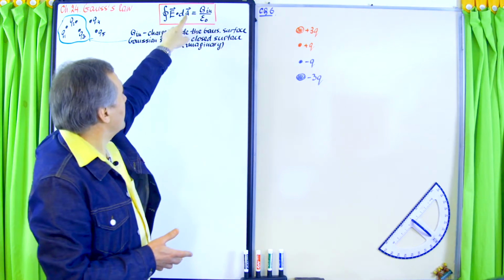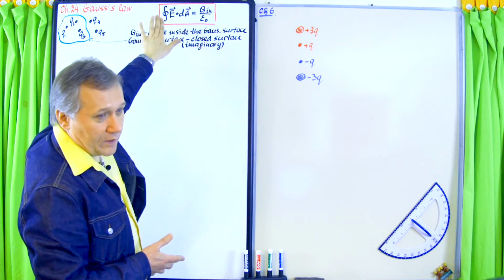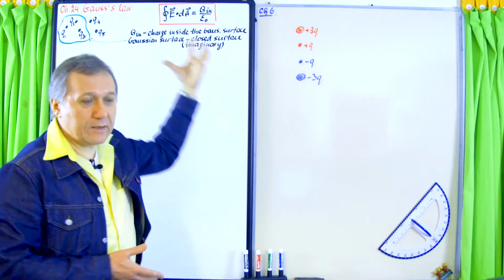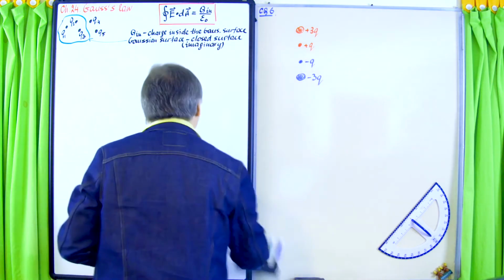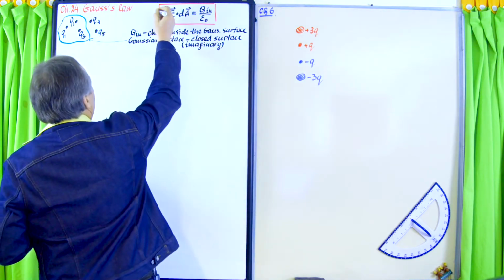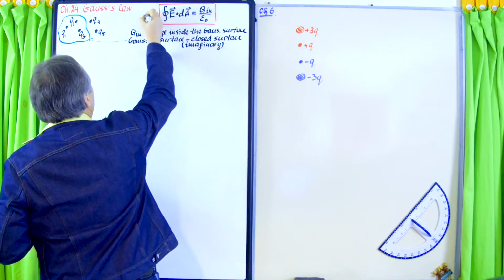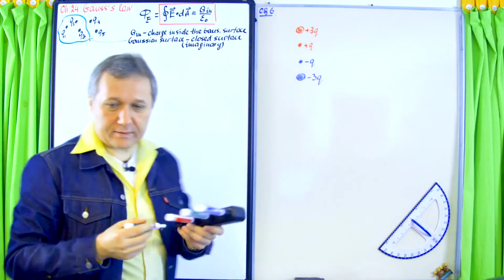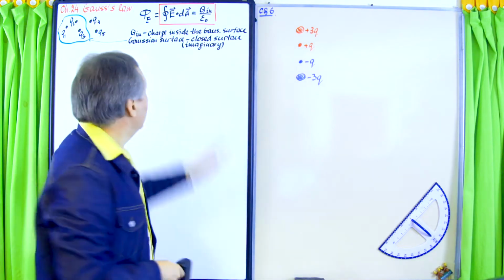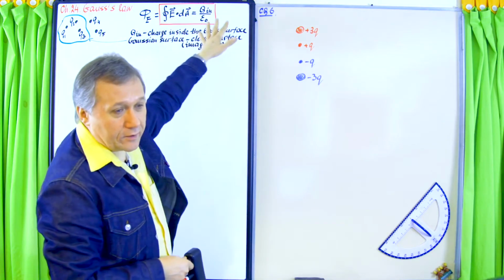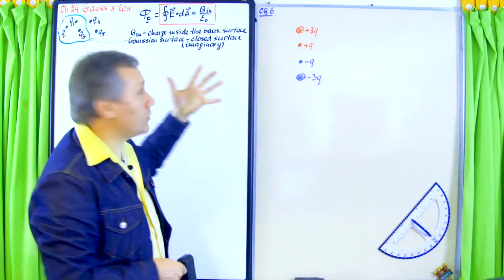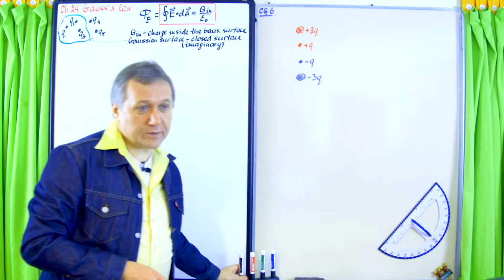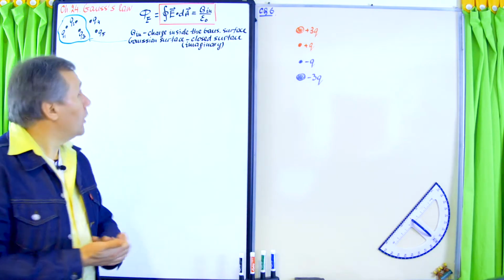So this left-hand side of Gauss's law, the integral over the closed surface of E dot dA, is the electric flux. Maybe I should add that to make it clearer. So that is the electric flux, the left-hand side. This flux integral over the closed Gaussian surface must be equal to the total charge inside of the surface divided by epsilon naught.